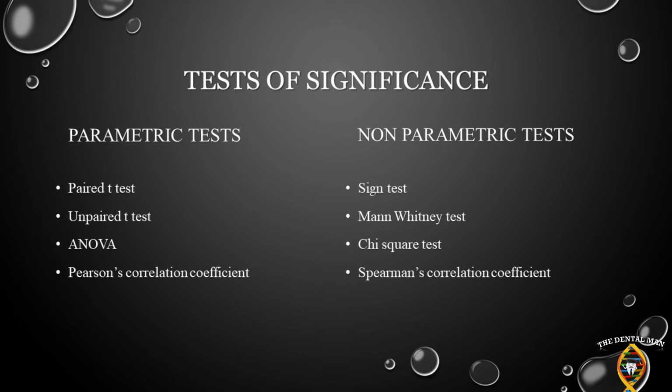Non-parametric tests are applied when the data is not normally distributed. Examples of non-parametric tests are sign test, Mann-Whitney test, chi-square test, Spearman's correlation coefficient. These tests will be dealt in detail in future videos.